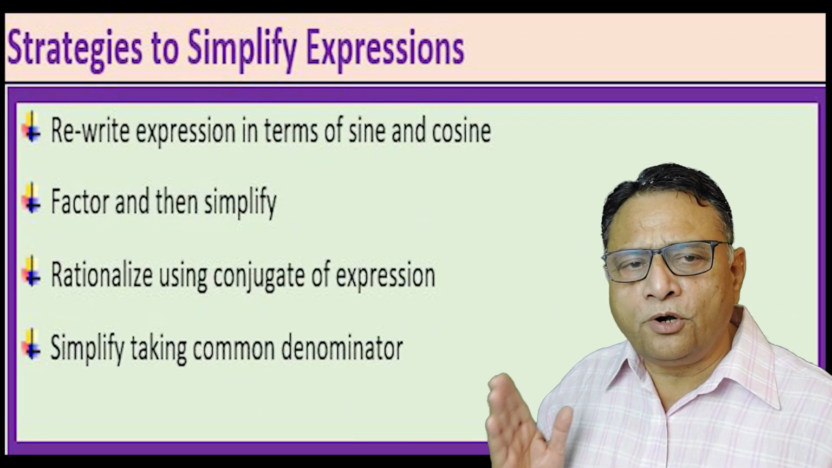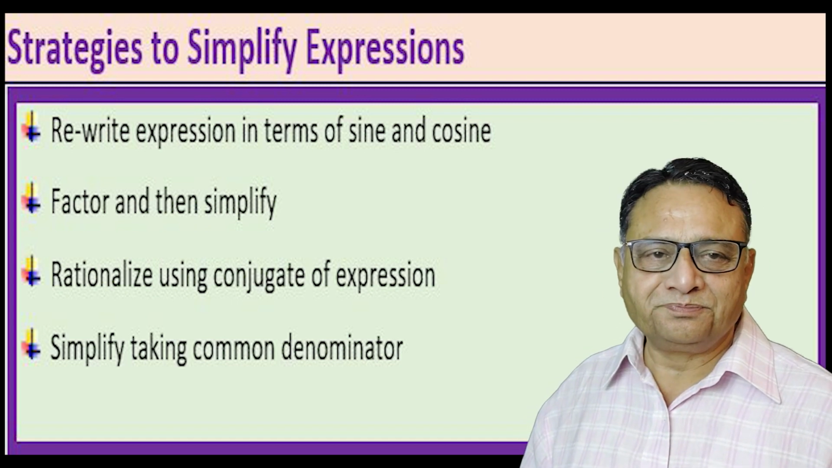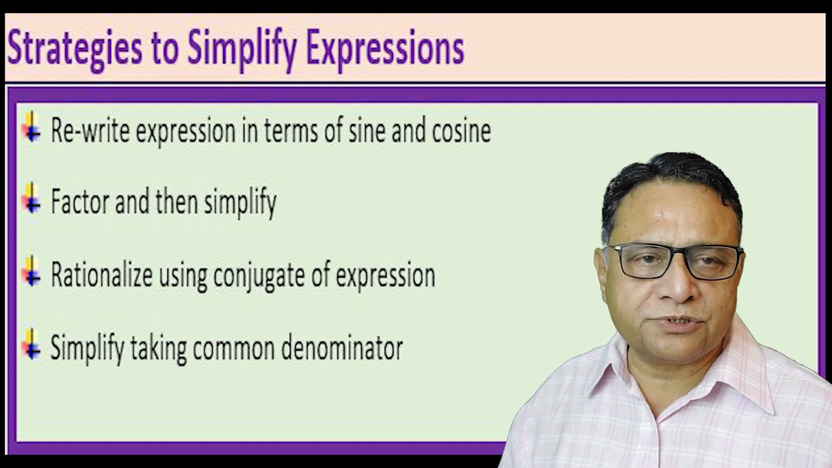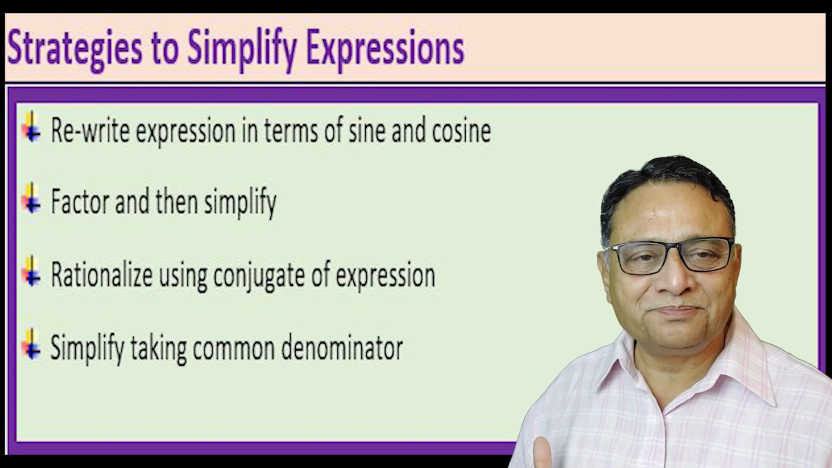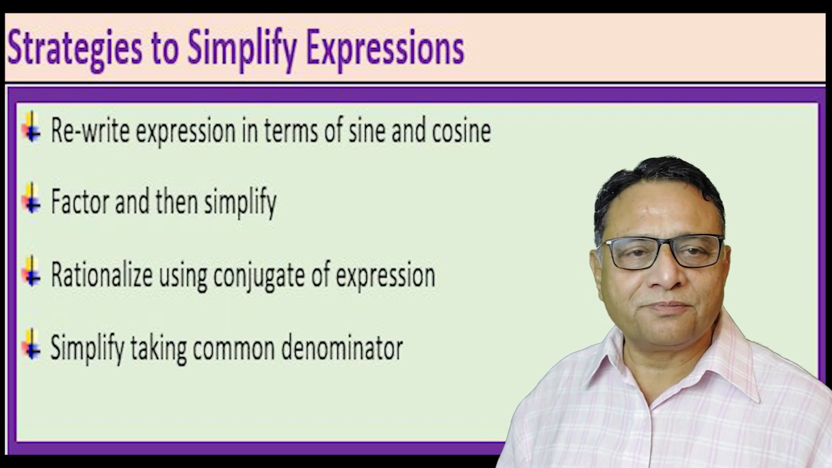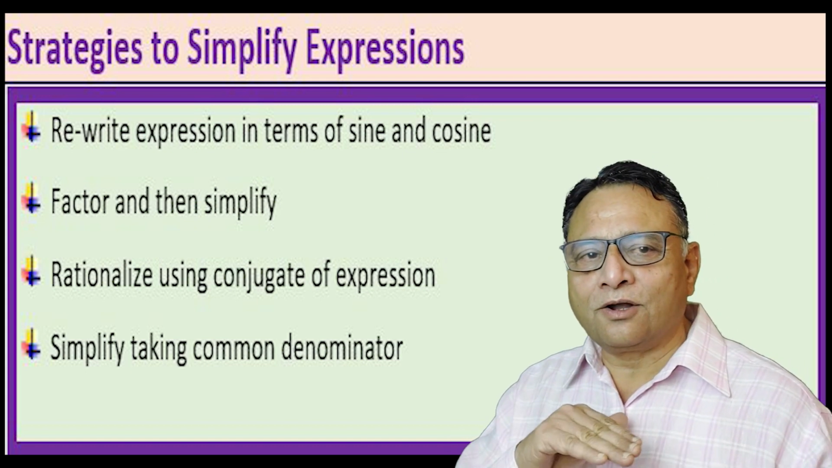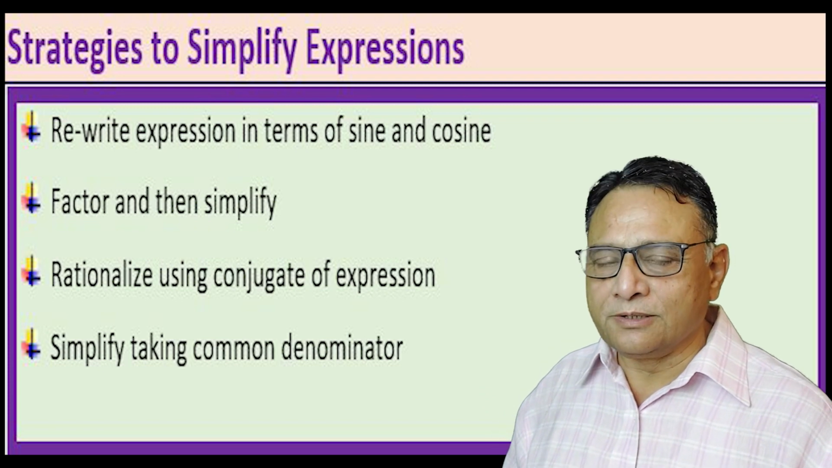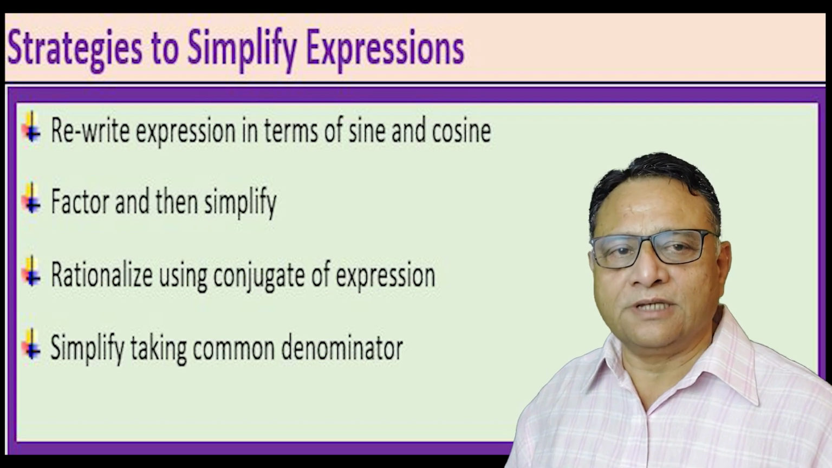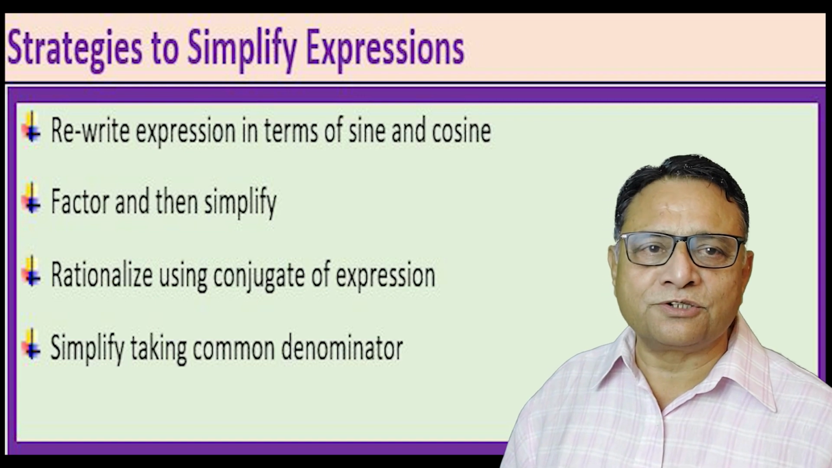Here are 4 important techniques which you will need to prove trigonometric identities. They involve writing trigonometric ratios in the form of sine and cosine. They involve factoring the given expressions, rationalizing them, and also sometimes taking a common denominator and then working with it. Our first 4 examples are based on these concepts. So understand these concepts while solving the test questions.